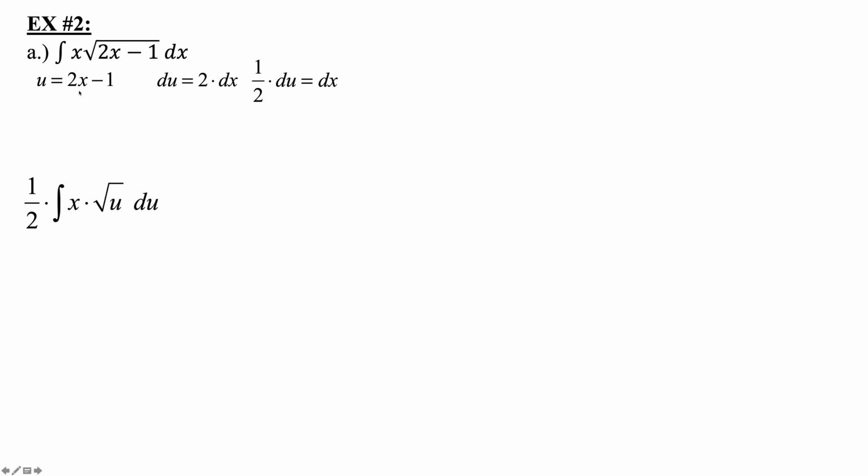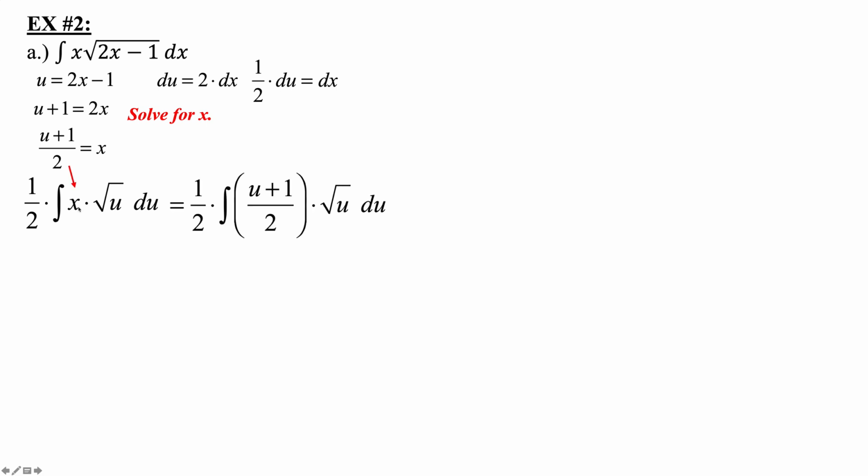Oh, right here. I overlooked it. u is equal to 2x minus 1. How about we take what we let u equal and solve it for x? So we'll add over the 1, divide by 2, and we'll take u plus 1 over 2 and put it right there for that x. And now everything in my integral is written with the variable u.